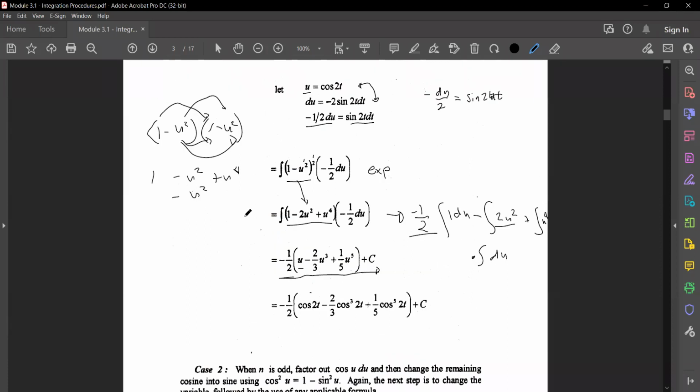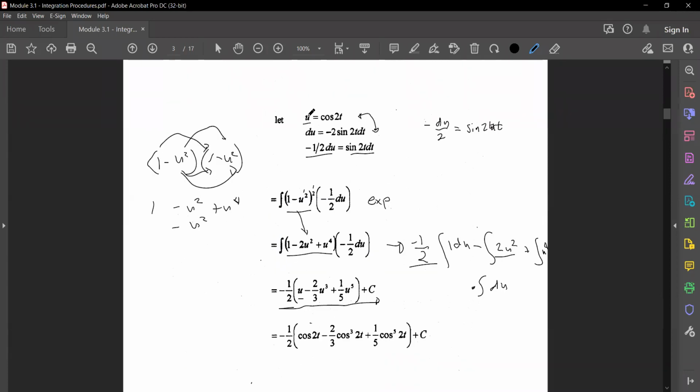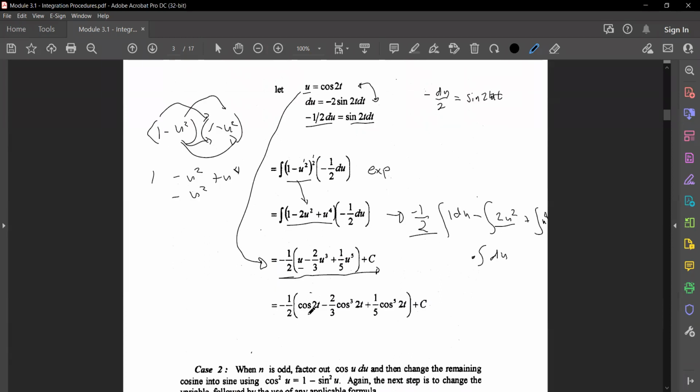And then, babalik natin yung transpose natin or yung ginamit natin na u. Okay, so babalik natin siya dito. So that is negative 1/2 multiplied by cosine 2t. Ito na siya. Minus 2/3 cosine cube. Okay. Pareho lang natin yung power. Itong exponent. 2t plus 1/5 cosine raised to 5. 2t plus c. So this is now your answer.